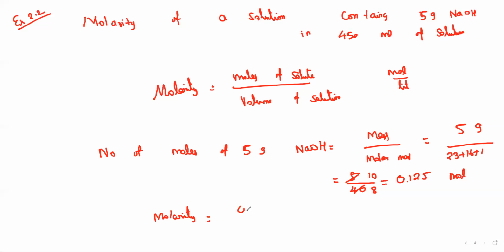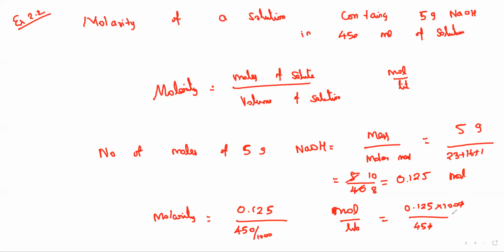So what is the answer? 0.125 gram, I'm sorry, 0.125 mole by 450 ml. 450 ml means you have to put 450 divided by 1000, because it should be in liter. They gave it in milliliter, so you should divide 450 by 1000. So it is 0.125 into 1000 by 450, because this 1000 will go upside.